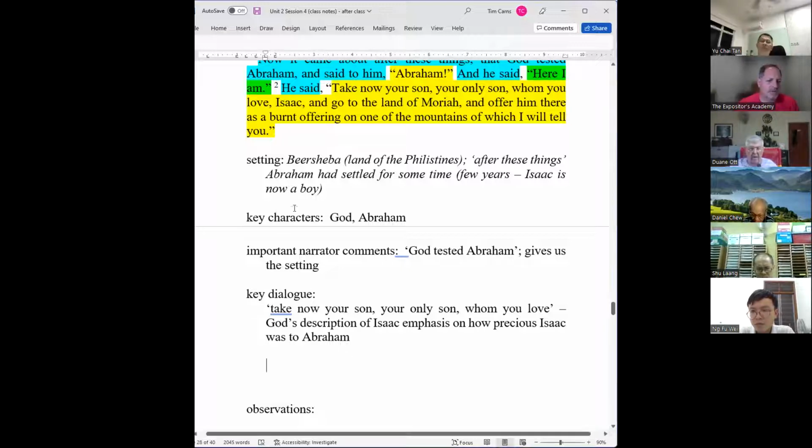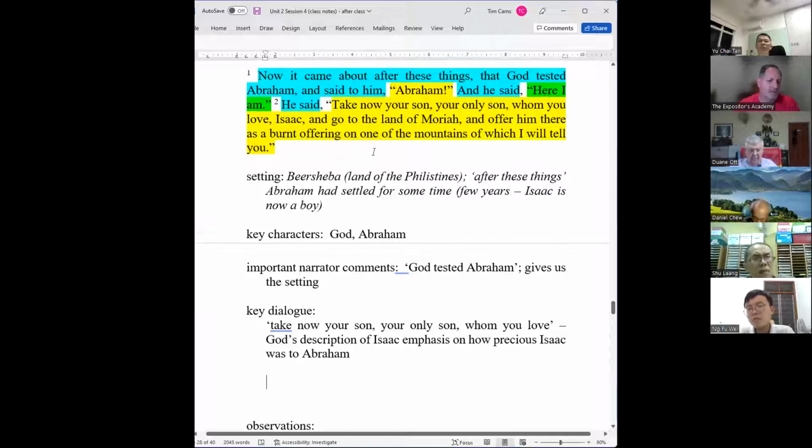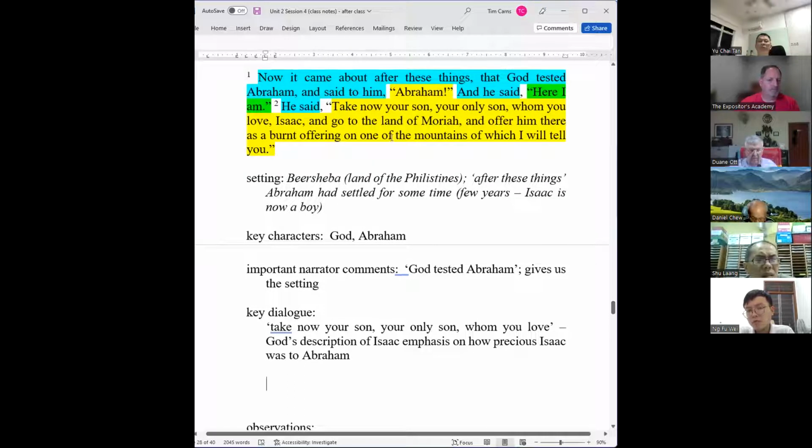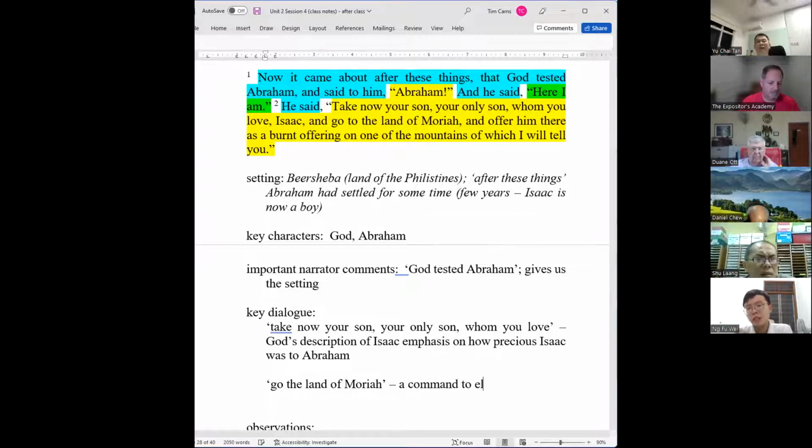Any other statements in the dialogue that would be considered significant? Well, the next one was go to the land of Moriah. The third one was offer him there as a burnt offering. God gave very clear instructions for Abraham to sacrifice Isaac.